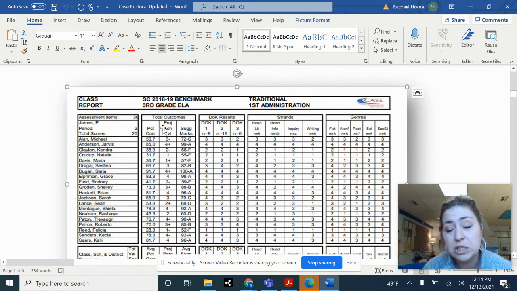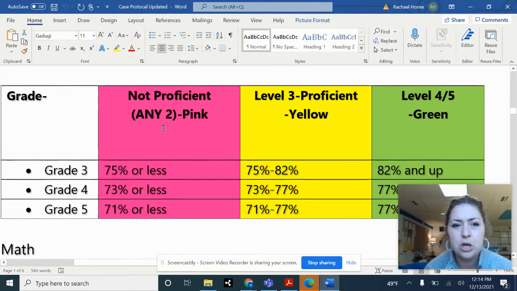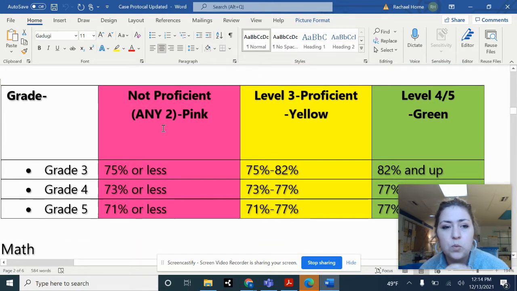Then the projected achievement level. That is, again, the EOG connection. Would this kid have made a 4, a 3, a 5, or would they be not proficient, 2 and 1? If you need some context around that, I'm just going to quickly show you this graph, and you'll get a hard copy of this as well.